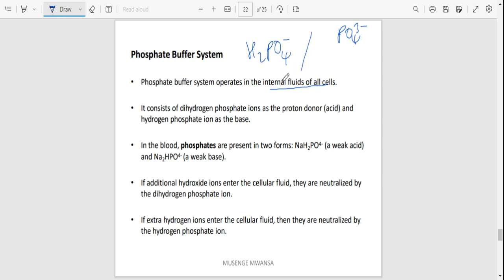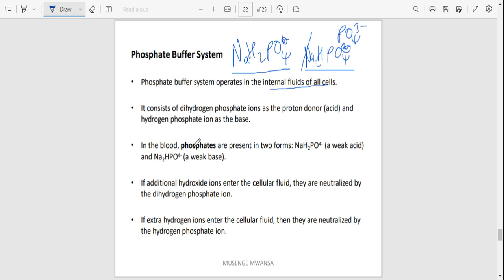Another component is the hydrogen phosphate, which is HPO4. This is going to have a charge of -2. Now, to regulate these charges, this one has got a charge of -1, so I'm going to react it with one sodium to regulate this charge. This one I'm going to react with two sodiums. Okay, so this is sodium dihydrogen phosphate. This is disodium hydrogen phosphate. These are the components of this phosphate buffer system.